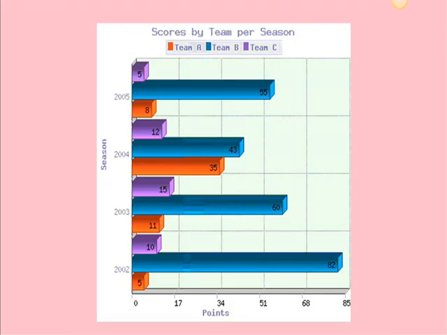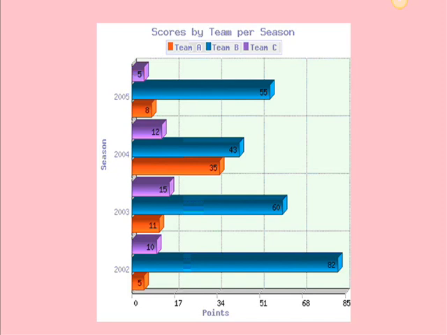This horizontal bar graph shows the amount of points scored by 3 different teams over 4 seasons. The orange bar represents Team A, the blue Team B, and the purple Team C. What are some conclusions that one could make from the graph? Pause the video and take a minute to look at the graph.